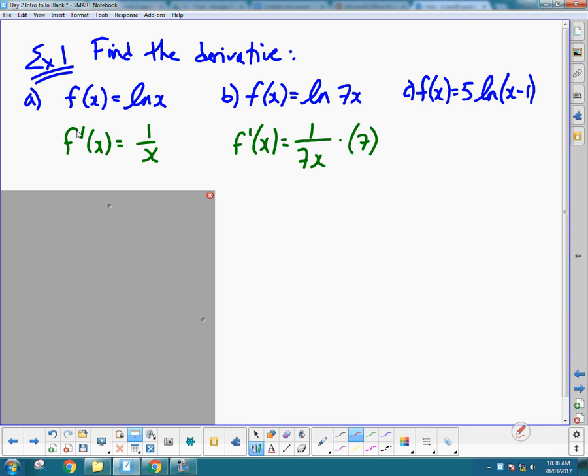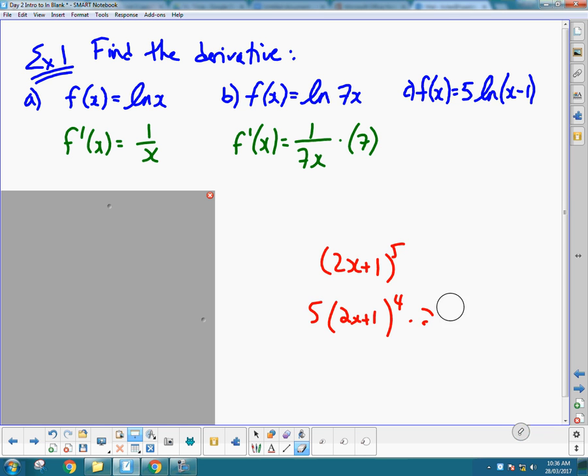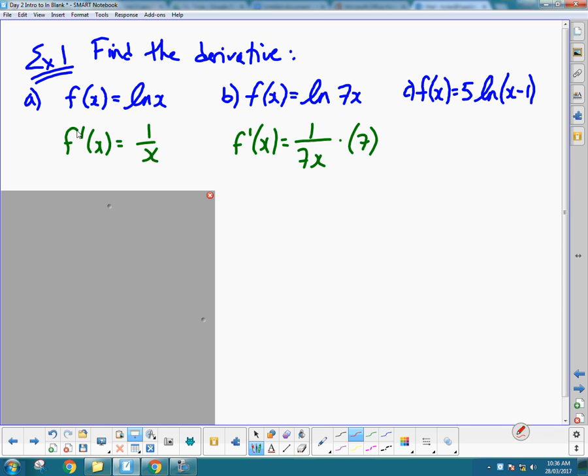It's the same as if we had 2x plus 1 to the power of 5, and we're differentiating that. It's 5, and you leave the inside as its own. You do that rule first. Then you differentiate the inside, so it's 2. For ours, it's the same idea. Who cares what it is? It's the ln of 7x, so it's 1 over 7x. Then you differentiate inside, and the derivative of 7x is just 7.